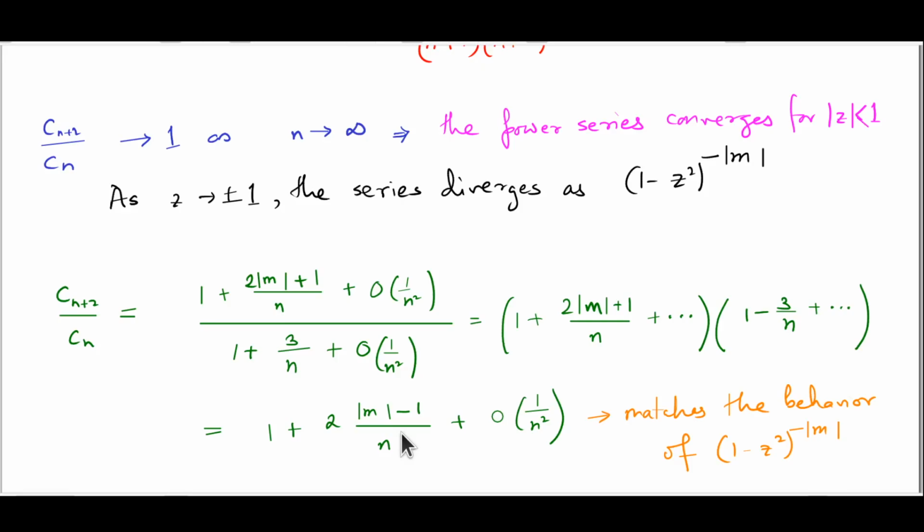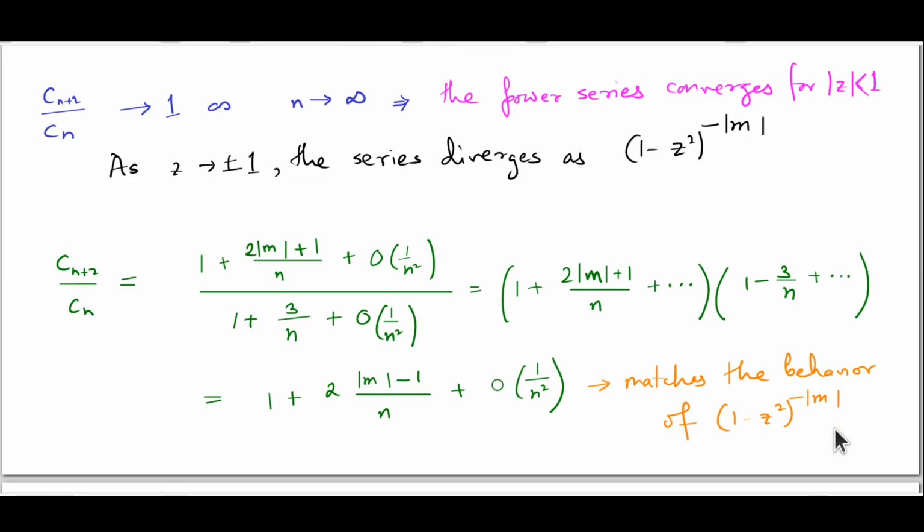And you can easily check that the infinite series for (1 minus z squared) to the power minus mod m has exactly the same behavior at very large n. So for very, very large powers of z, both the series that we have and the series for (1 minus z squared) to the minus mod m have the same behavior. So when one series diverges, the other series diverges in the same manner. So we are in trouble here. How do we get out of the trouble?